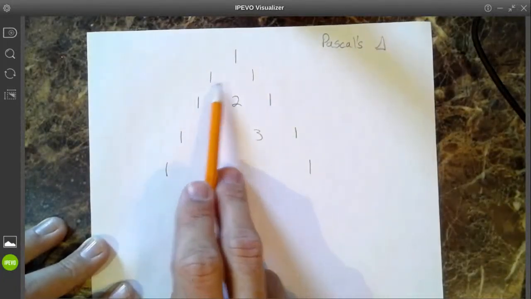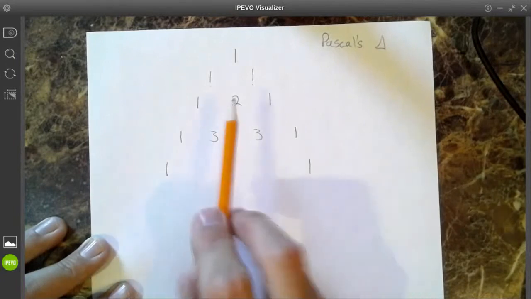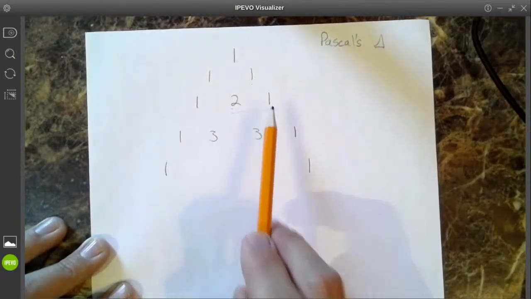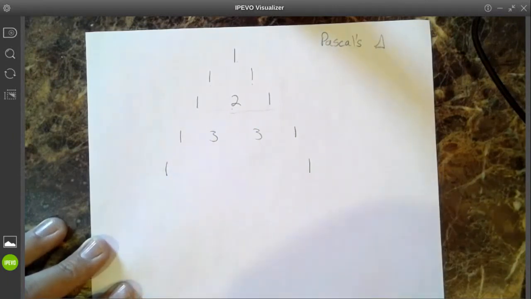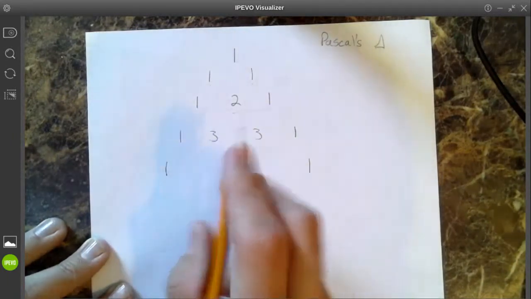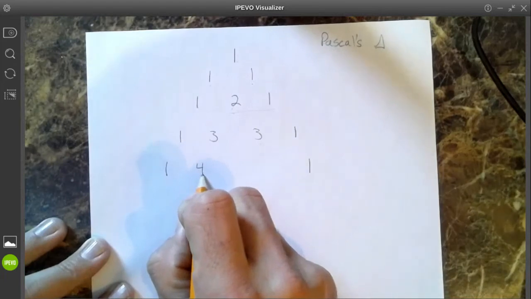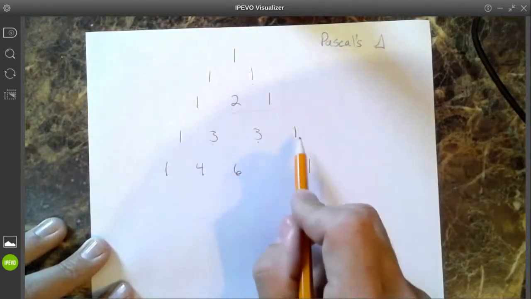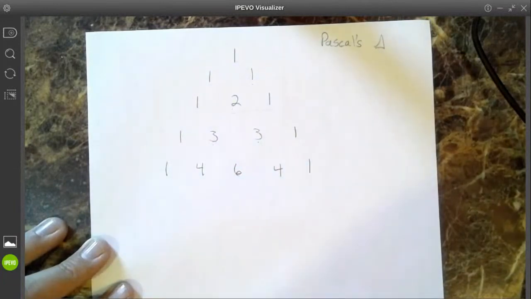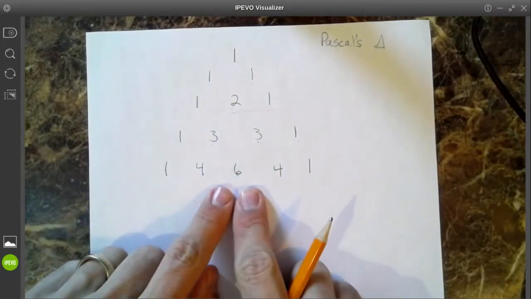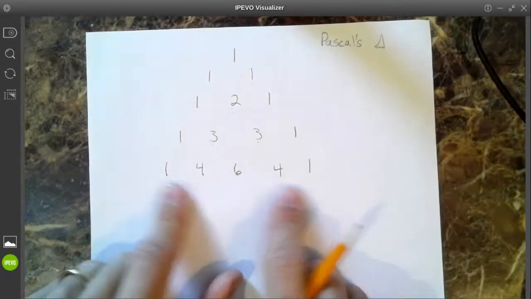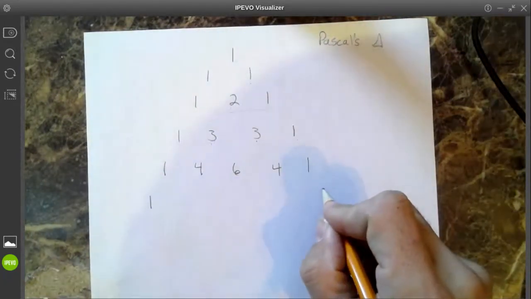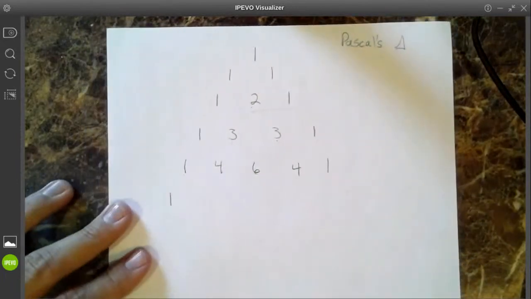So the way it works is 1 plus 1 is 2. And then you add these right here. 1 plus 2 gives you 3. 2 plus 1 gives you 3. So if I want to make the next row, it's going to be 1 plus 3 is 4. 3 plus 3 is 6. And then 3 plus 1 is 4. All right. So I guess one thing to notice is that the number of numbers goes up by 1 each time. We'll do a couple more rows here because we're going to need them.